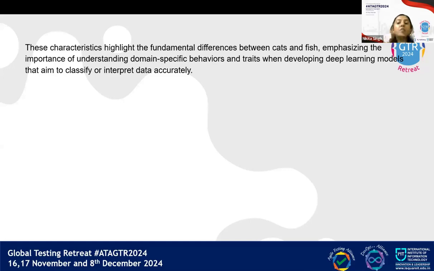So at the time of developing a deep learning model, you have to understand that it should be developed for domain-specific behavior and thoroughly tested with all the data sets. Then and only then will it work.